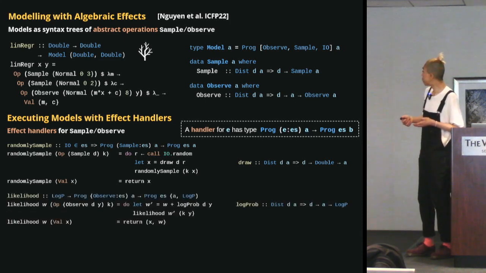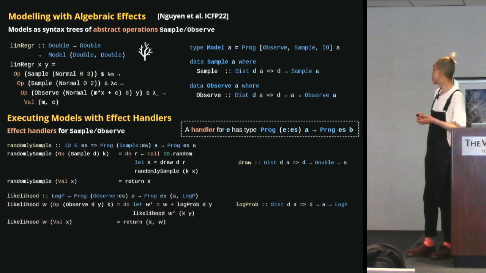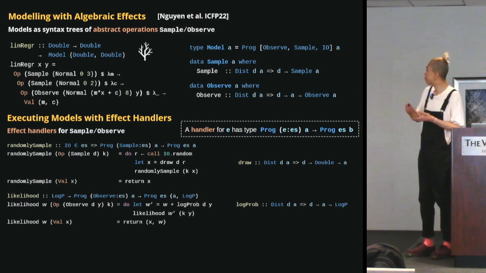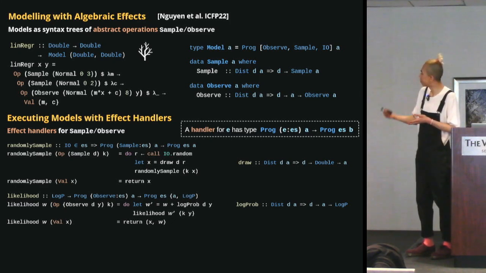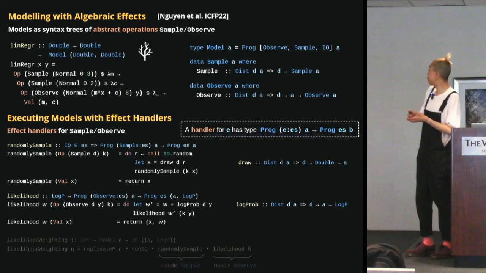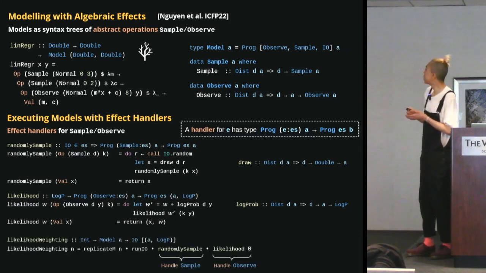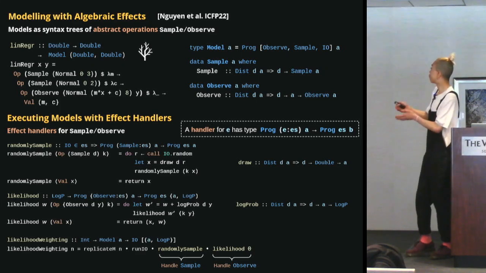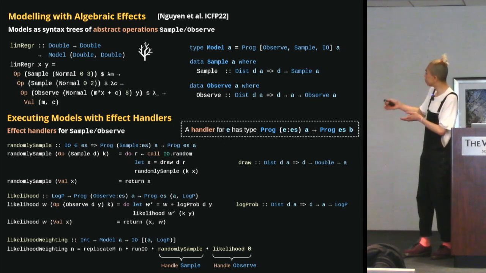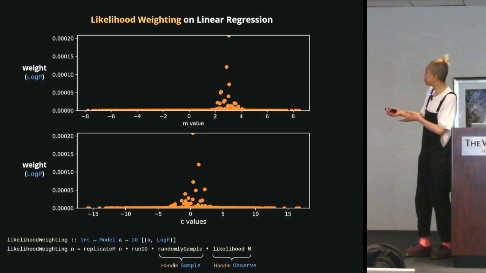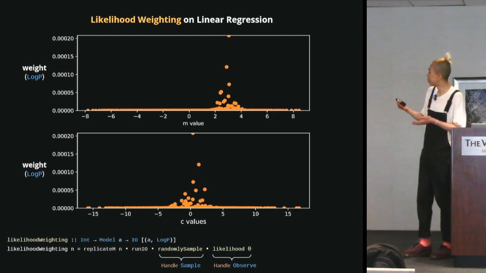And then, likewise, we can define a handler for observe. Here, I'm just going to compute the log probability of each observation and return the sum of these at the end. If we then compose these two handlers, we implement a very simple algorithm called likelihood weighting. If I were to run this on linear regression at the top, we'd get back a list of weighted samples for M and C, where the values M equals 3 and C equals 0 have a higher weight, which are the actual values I used to generate the data.